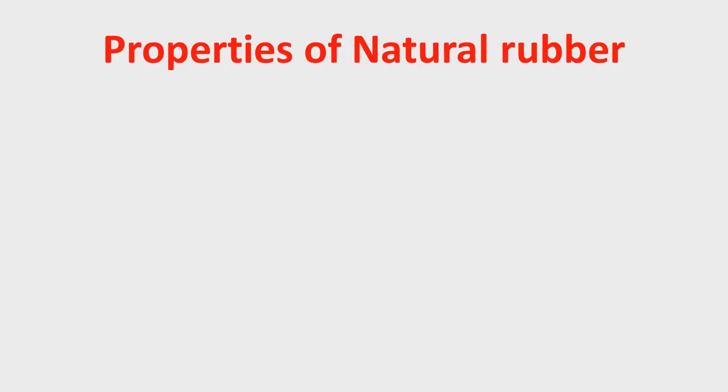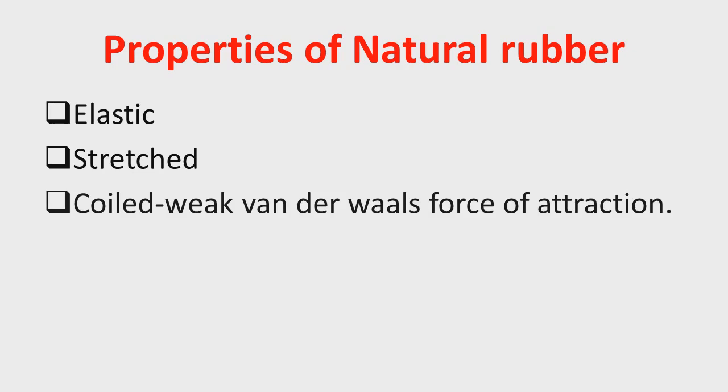Now we will see some properties of natural rubber. Natural rubber is really elastic in nature and it can be easily stretched out like a spring. Just as we can stretch a spring, similarly we can easily stretch natural rubber. Natural rubber has a coil structure because of the presence of weak van der Waals forces of attraction in its structure. So these are all the details about natural rubber, where we learned how the formation of cis polyisoprene takes place. We know some properties of natural rubber. Natural rubber is really elastic in nature. It has a coil structure and it can be easily stretched.